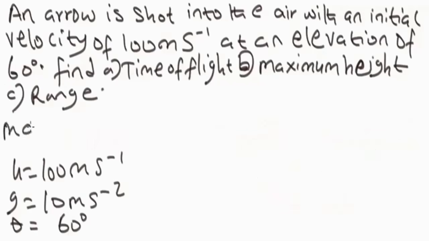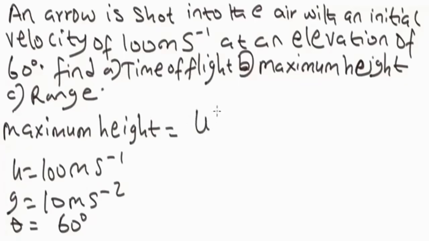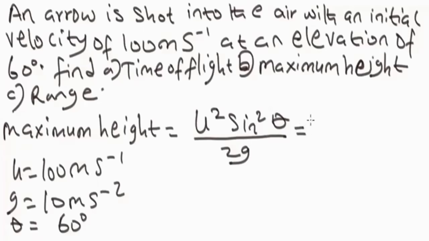Alright, for maximum height, the formula for it is u squared sine squared theta over 2g. So we have our u, g, and theta there. If we substitute them, we're going to have 100 squared times, now this sine squared theta means you should multiply sine theta by itself, two times. So it's going to be times sine 60 times sine 60.